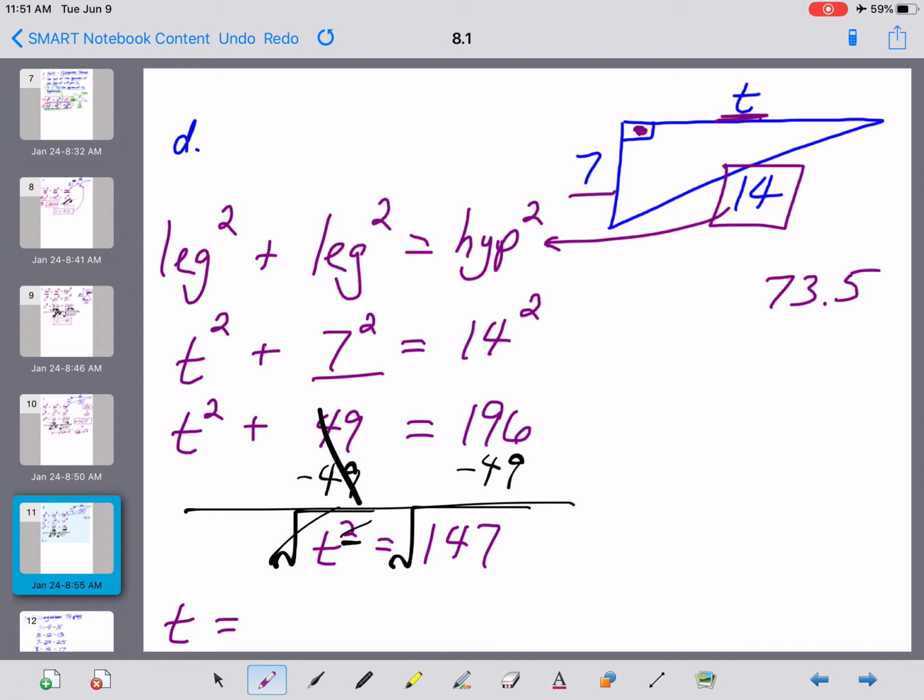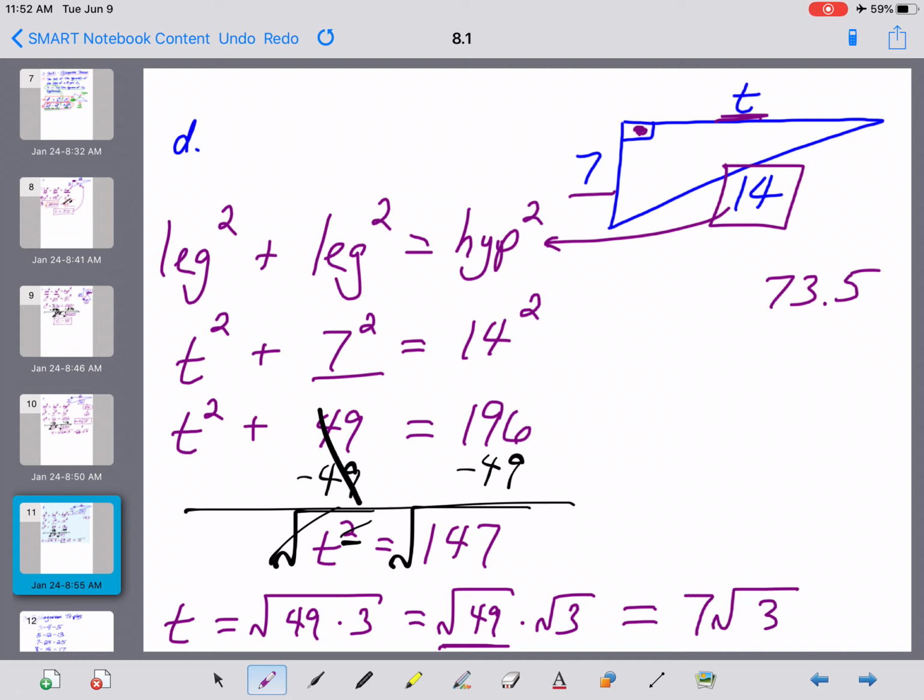So 147 divided by 64, nope, not going to work. Keep going down the list. 147 divided by 49, that's the next smallest perfect square. Hey, and that one worked out. It's 3. So the 147 now becomes 49 times 3. Okay, we split it up. This is now the square root of 49 multiplied by the square root of 3, and we simplify what we can. The square root of 49 is 7, and you can't do a darn thing with the square root of 3, so 7 root 3 is your value of t.